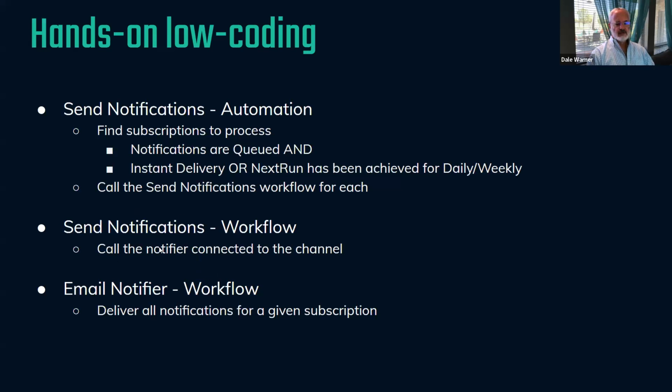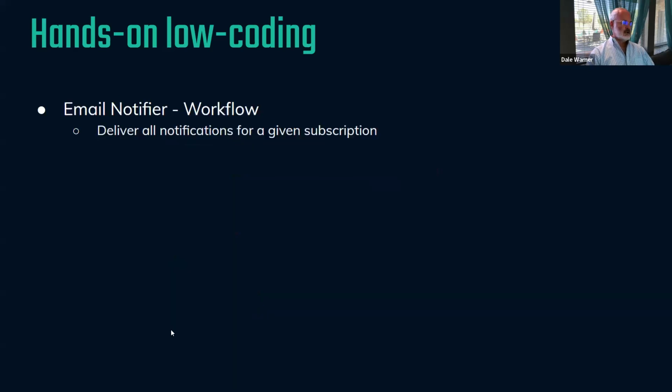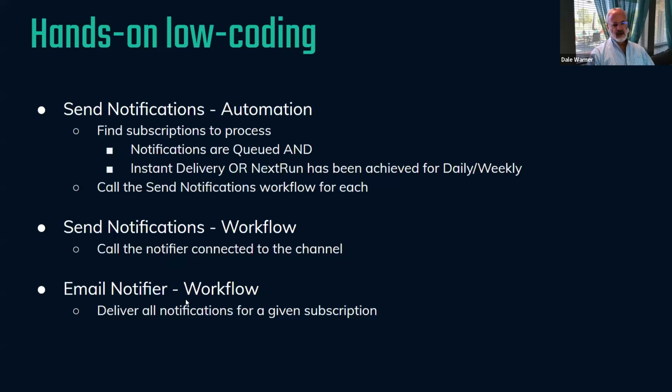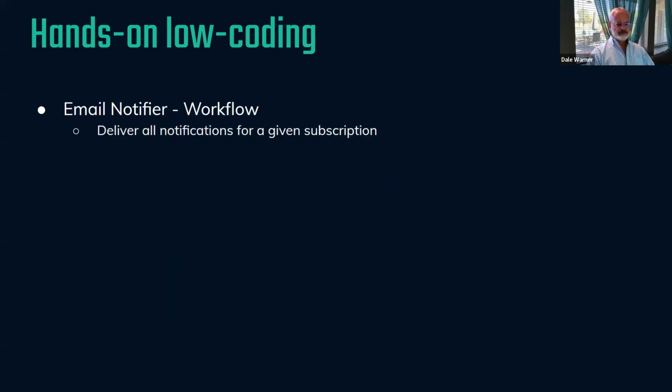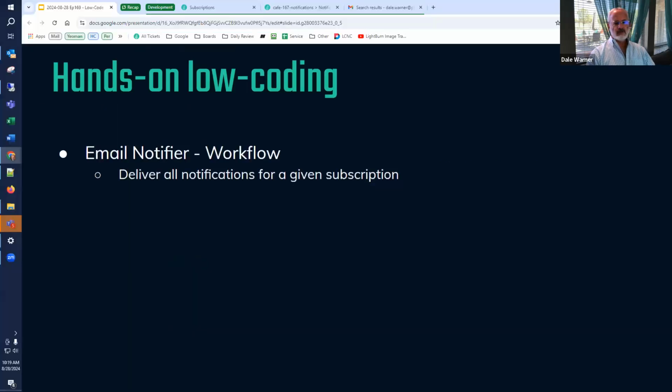So this thing is going to call the right notifier, and then we've got to build the notifier that actually does the work of delivering all those notifications. I'll back up here. As with so many things, it's easiest sometimes to do it in reverse order. So we're going to build the notifier first and then work our way backwards to these other pieces. So at the very end, we'll have it all automated. So let's build an email notifier.